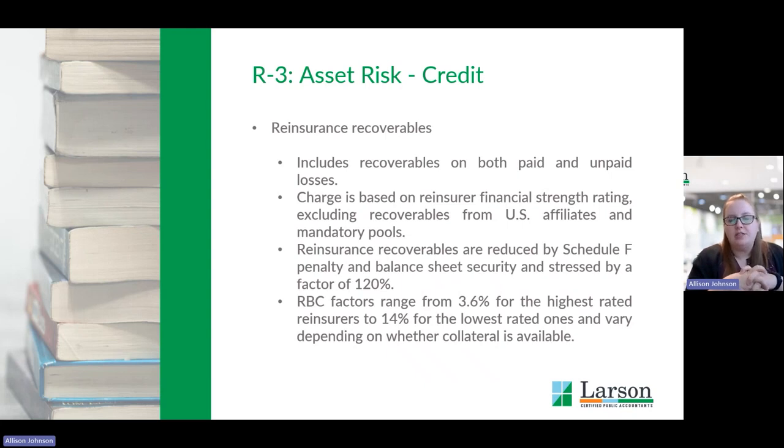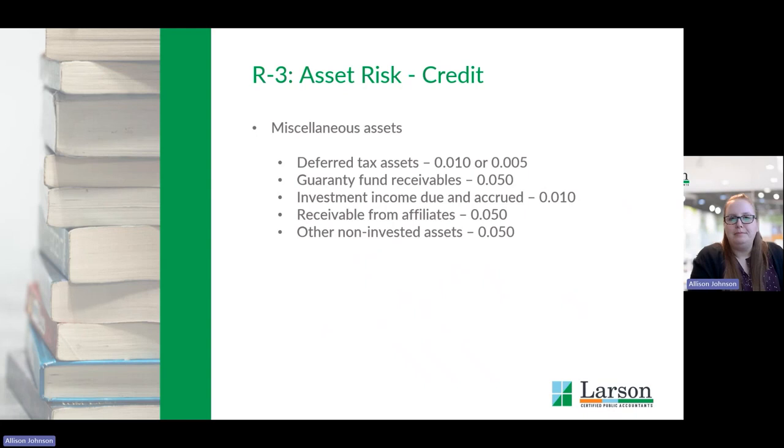So typically, you'll see that anywhere from 3.6% for the highest rated up all the way up to 14% for the lowest rated reinsurers. That's going to vary depending on who your reinsurance agreements are with, so this is a framework, hopefully, to help as you're looking at that. A few miscellaneous assets would also fall into this category, things like guarantee fund receivables, receivables from affiliates, and investment income due and accrued. Those have their own factors, so you want to make sure you're catching everything that should have a factor applied.